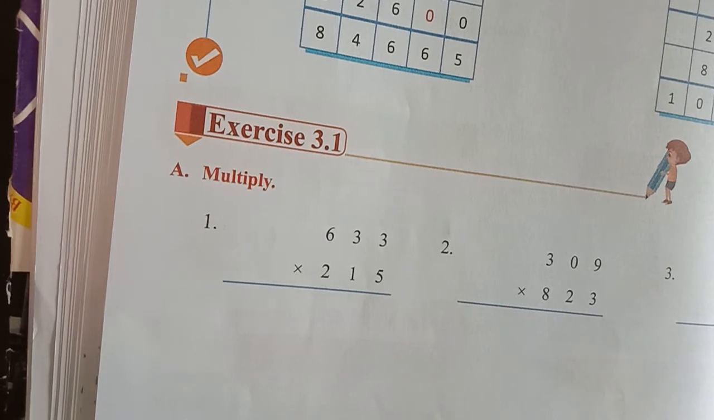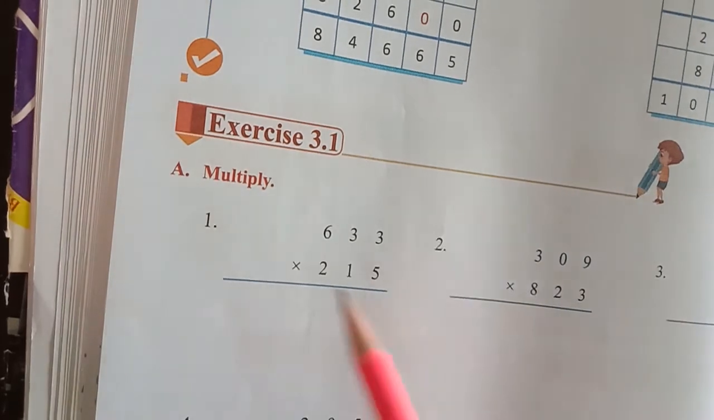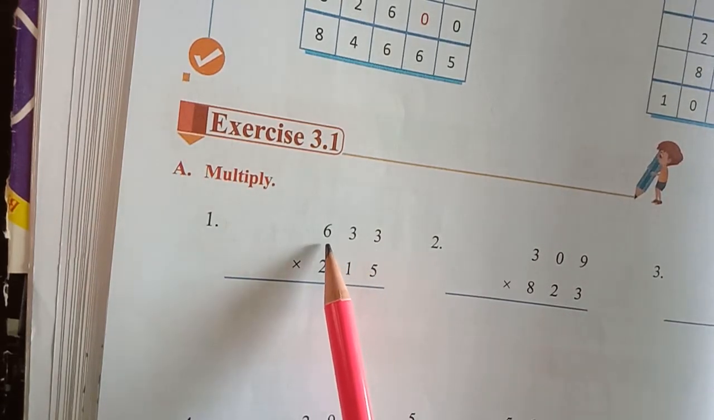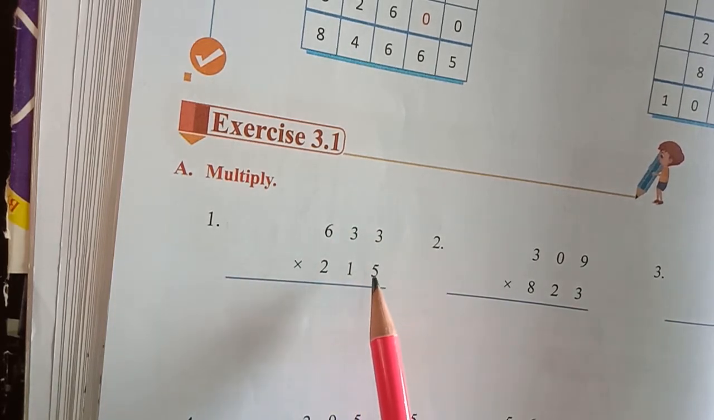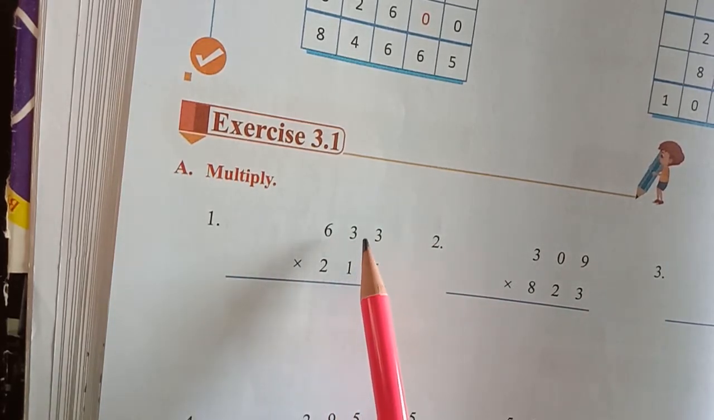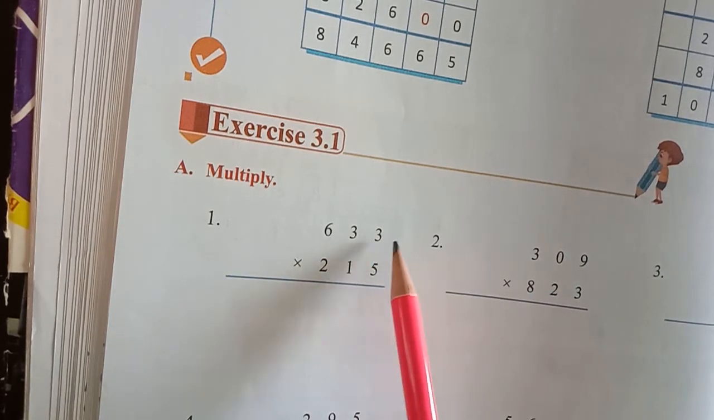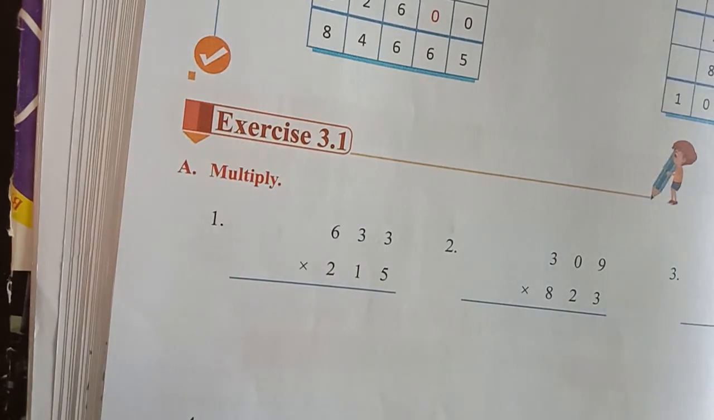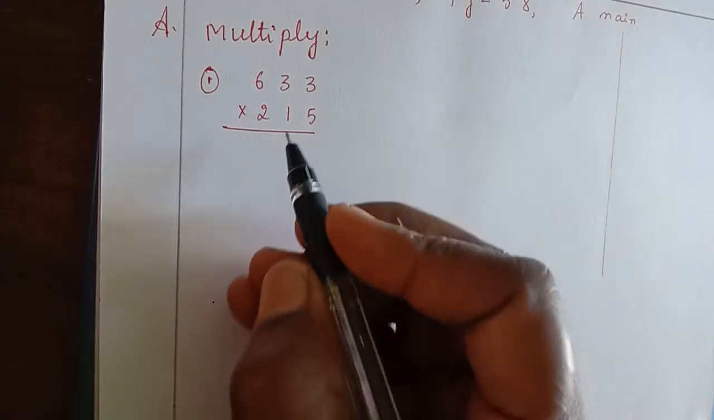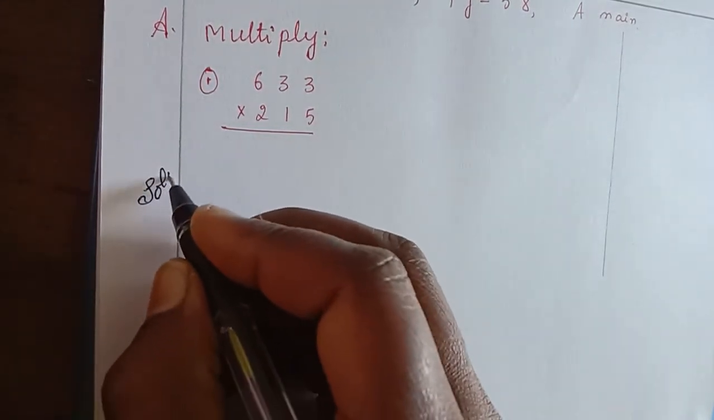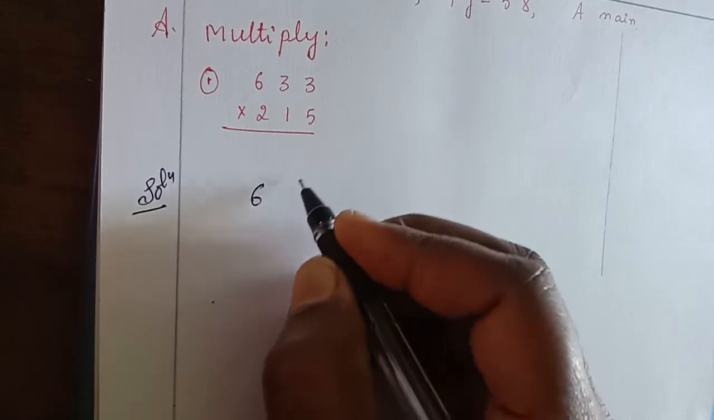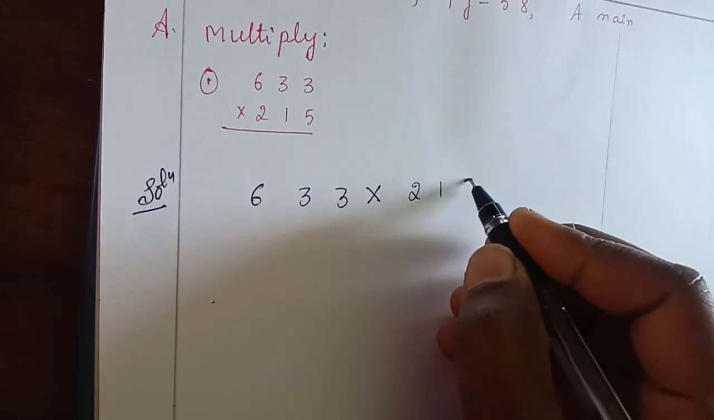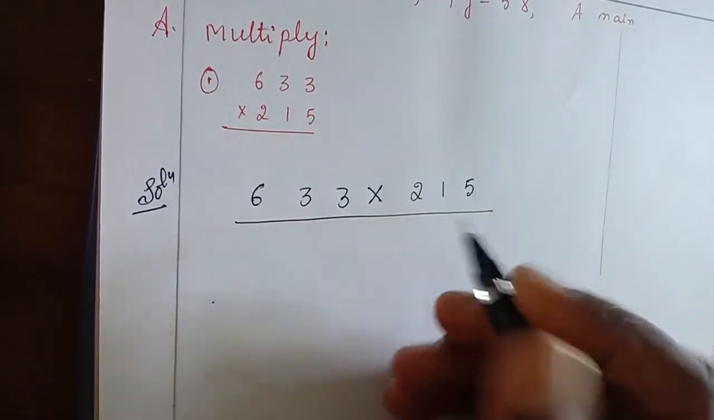Next we will solve exercise number 3.1. So A, multiply 633 by 215. It is multiplication of a 3-digit number by a 3-digit number. We can multiply like this also, or we can write horizontally. Multiplicand and multiplier we can write horizontally and multiply. Shall we start? To do this multiplication, you write the multiplicand, that is 633, multiplied by 215.